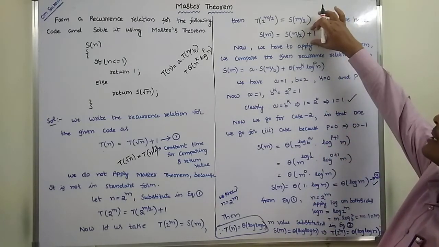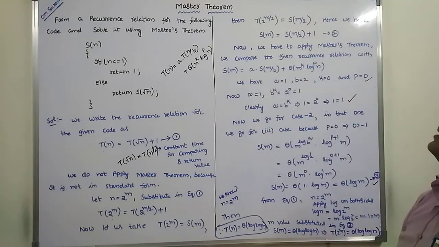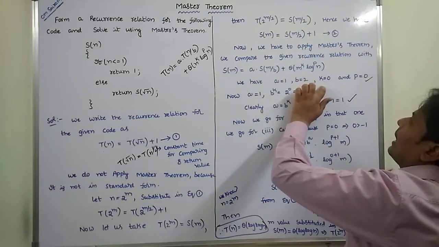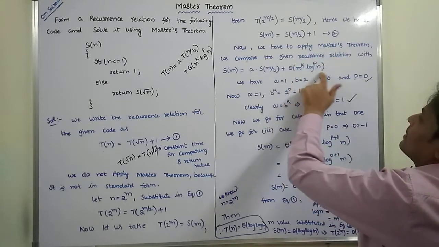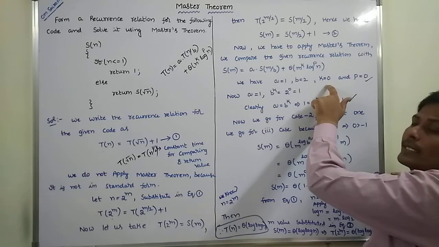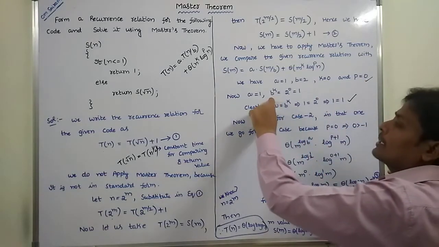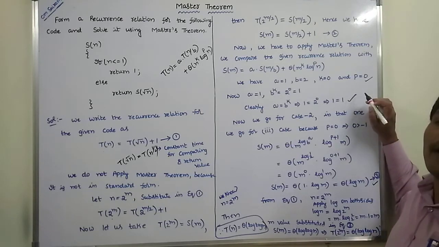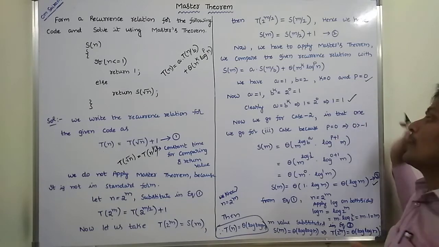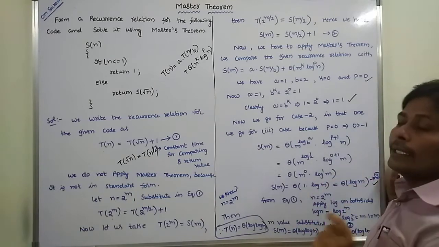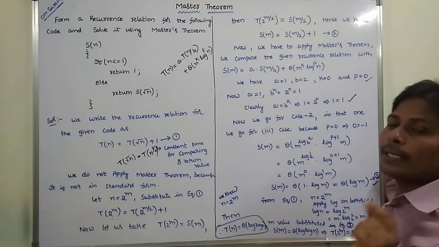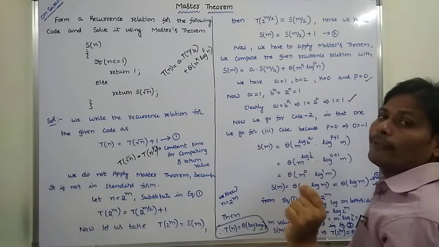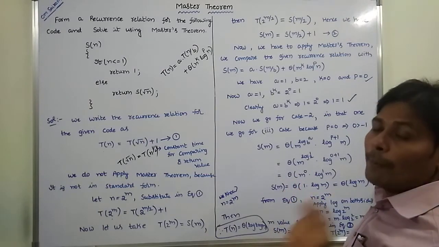So this is in the form of a standard recurrence relation. Now this recurrence relation is compared with the standard recurrence relation. Then we get the values a is equal to 1, b is equal to 2, k is equal to 0, and p is equal to 0, because this term is not there. Now we check the condition a is equal to b power k. Here the condition is satisfied. Once this condition is satisfied, we are under case 2. In case 2, which subcase we have to use? It is based on the p value. Here the p value is 0, so we go for case 2, subcase 3.